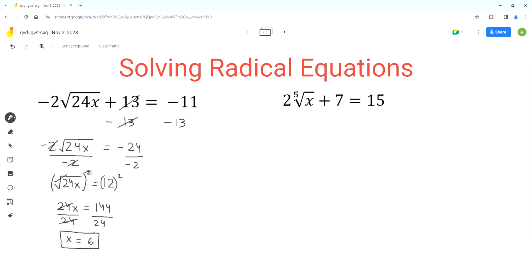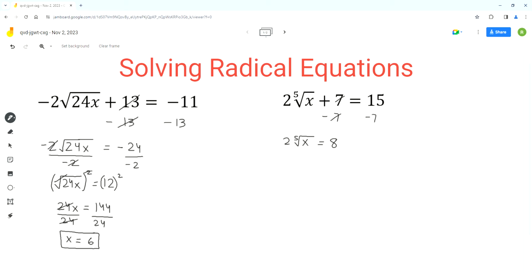So now we can solve this other radical equation. We have to isolate x, the variable in this equation. So the first step here is to get rid of the 7 on the left side. For that we'll have to subtract 7 from both sides. So the 7's on the left side will cancel each other out. So we get 2 and then the fifth root of x equals, so here we have to do 15 minus 7, which is equal to 8.